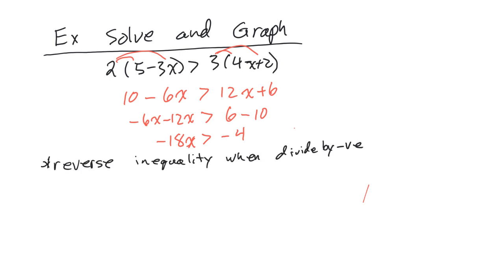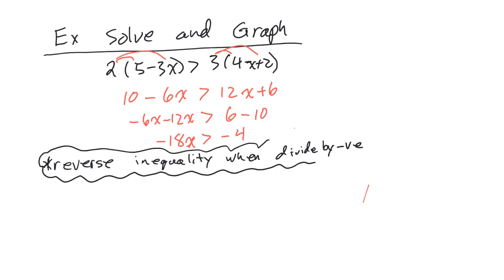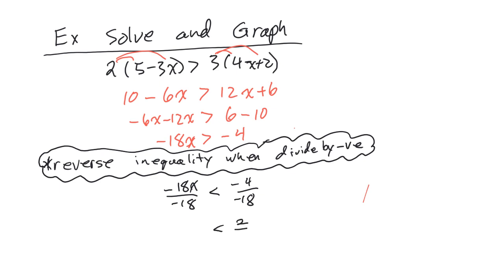So let's make sure that we remember that. That's something that we need to always do. So when we're trying to solve for x, for which this is true, we have to flip the sign. So we get -18x divided by -18. Instead of greater than, now we have less than -4 over -18. We'll simplify both sides. So -4 divided by -18 is 2 over 9. And -18x over -18 is x. And there we have our solution.